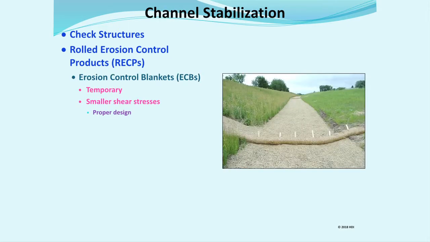And I look at it in two different ways. Erosion control blankets, which to me are a temporary material. It means they're going to degrade a lot quicker over time, and it's not meant to be a permanent structure. So if the ditch is going to be in there for maybe a couple months, this might be something that would work out very well. However, because it's a material, it's not as robust, it's not going to handle the higher shear stresses.